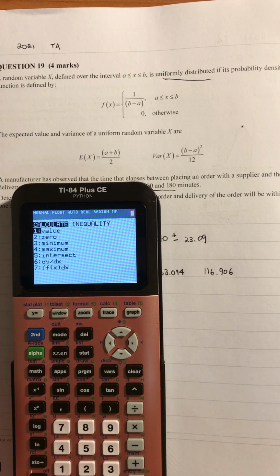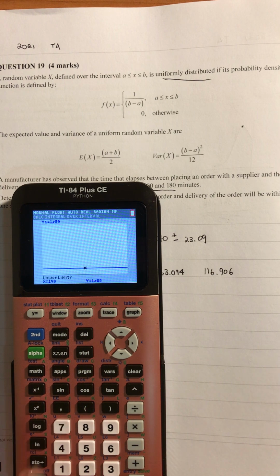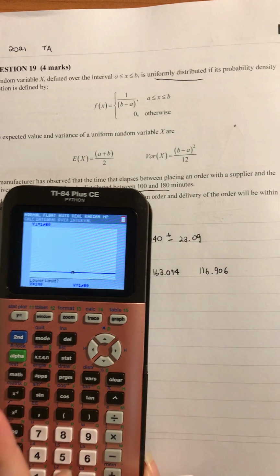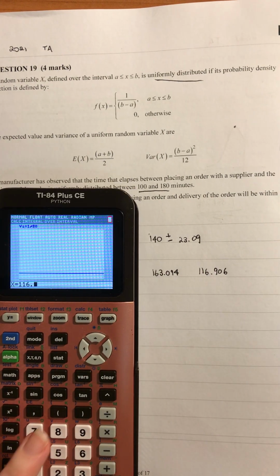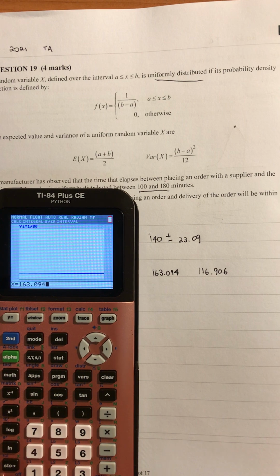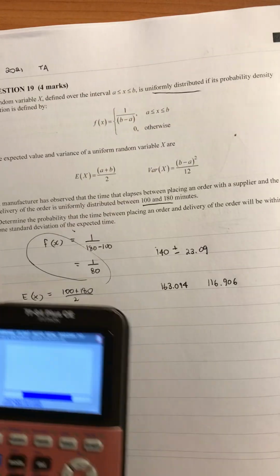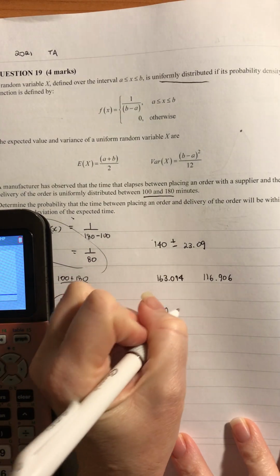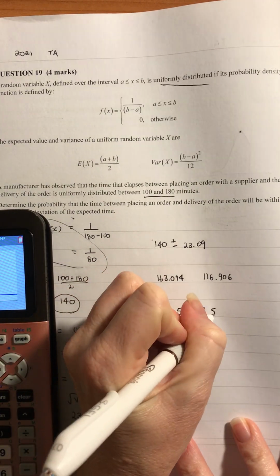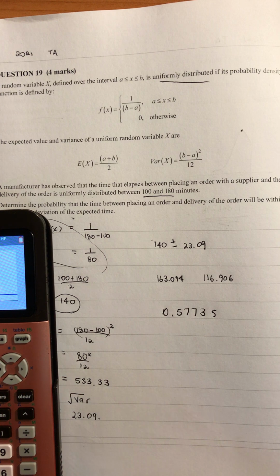We want to do the integral between the 116.906 and the 163.094 there. It shades in that area for us, and it gives us 0.57735 as that probability. If you look at those QCAA solutions, you will also see they show a second method of doing that, where you graph.